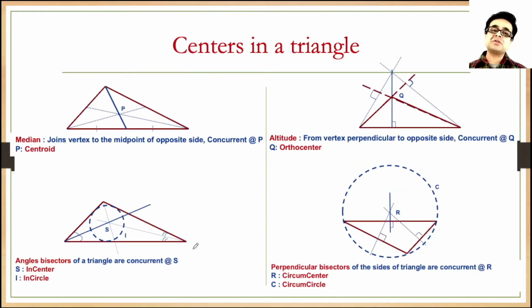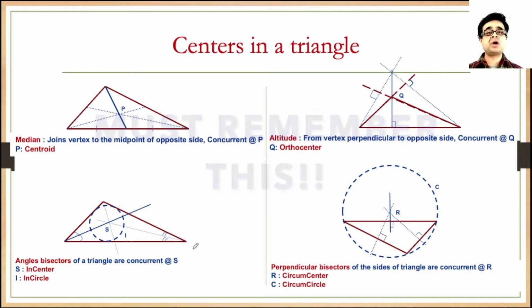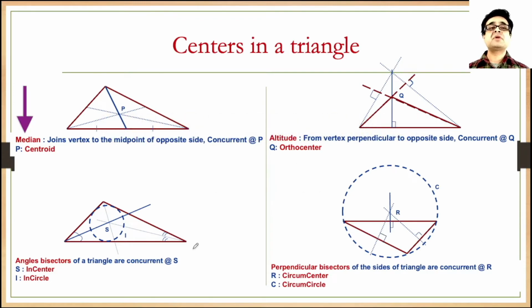Let's keep moving. Now, this is a very important area, however not very often discussed in any of the GMAT books, which is the centers in a triangle. And what that is, is that there are four kinds of lines in a triangle.